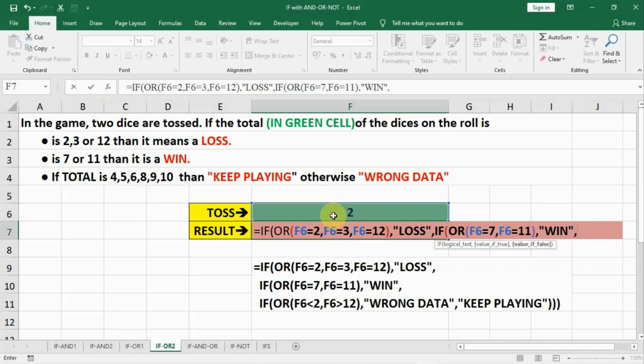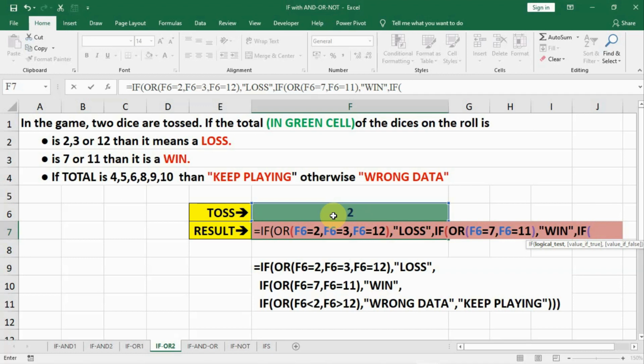But if it is not a win, then what happens? It is possible that it can be any other total. It can be 4, 5, 6, 8, 9, 10. Totals 7 and 11 have already been worked out, so we have to again work out or. What we'll do is we'll do it otherwise.